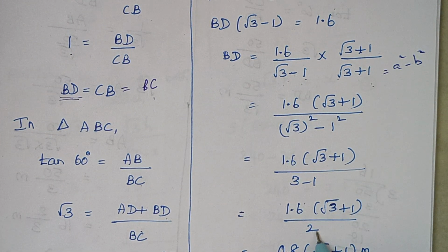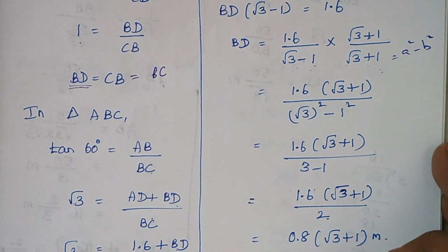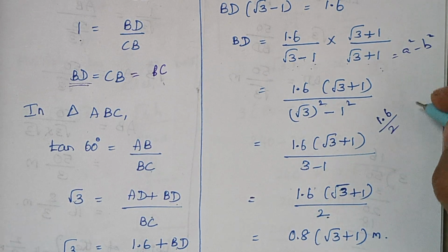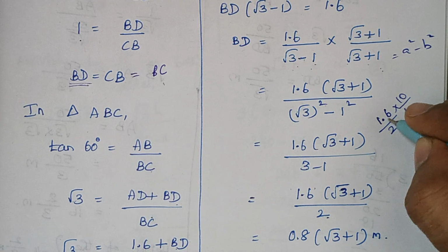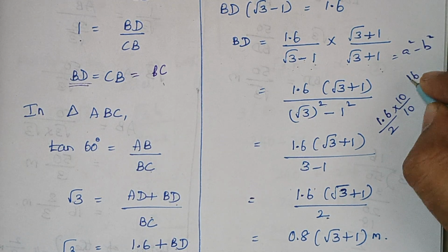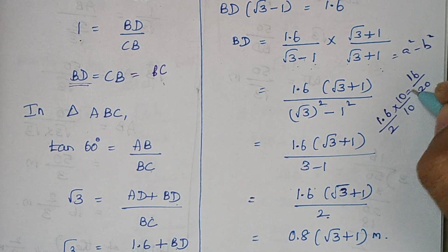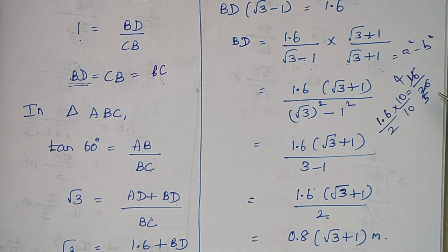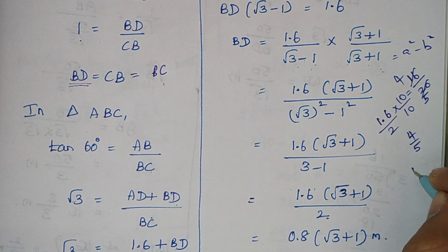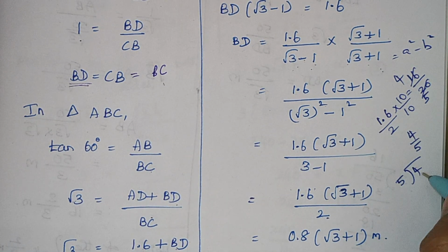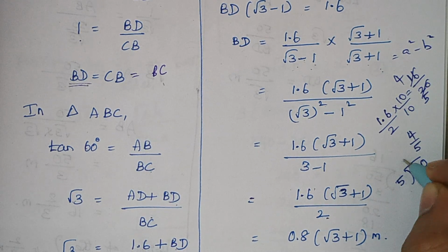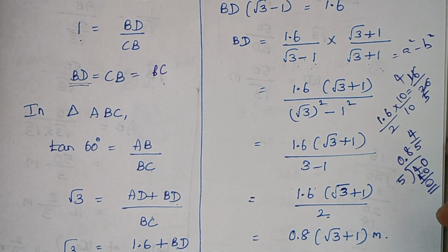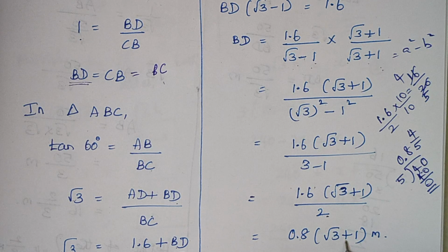So when 1.6 is divided by 2, what happens? It is 0.8. Let me show you. 1.6 by 2. I am multiplying by 10 to remove this decimal point, so it will be 16 by 20. When you solve, you can simplify it to 4 by 5, right? That is the fourth table. So 4 by 5 is, again, you see, we can't divide 4 by 5 because 4 is a smaller number, so you just add 0. Here I am keeping a dot. 8 fives are 40, right? So the answer is 0.8, and this root 3 plus 1 remains as such.